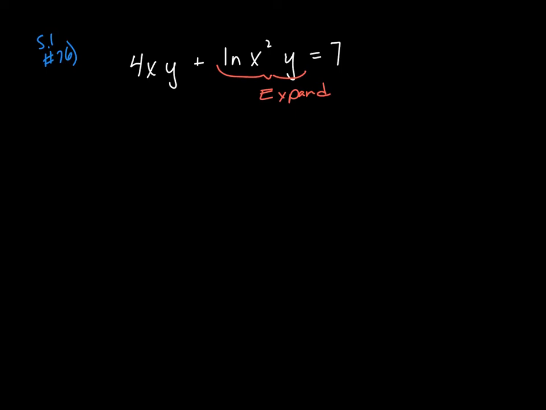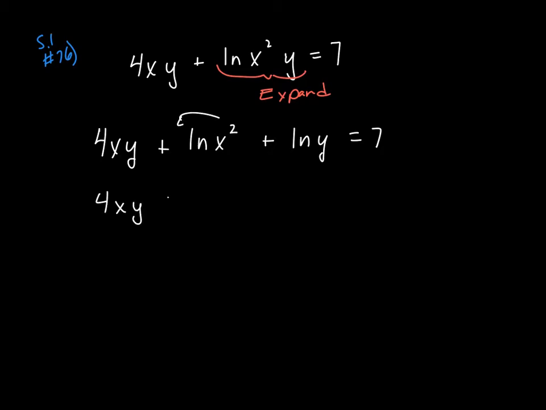So now when you go through and expand that, you're left with 4xy plus the natural log of x squared plus the natural log of y is equal to 7. That 2 comes in front. So it's 4xy plus 2 natural log of x plus natural log of y is equal to 7. Okay, 4xy.